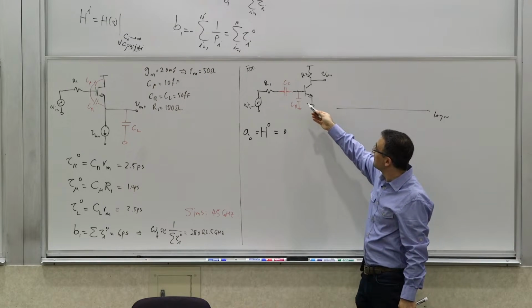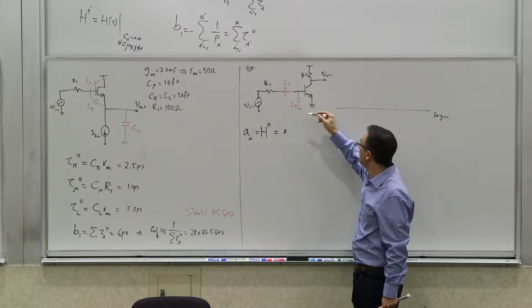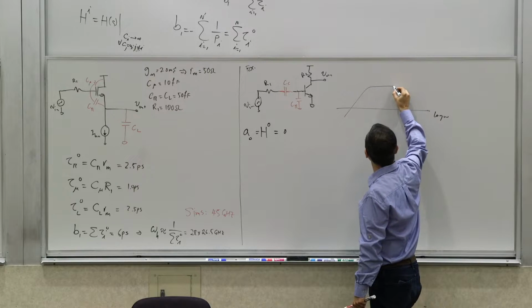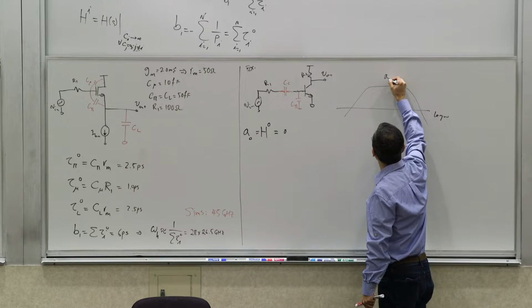But there's some middle, if you pick these values properly, I mean, for any values, but if you pick them properly, what happens is that there's a middle of the range where you have some gain. Right? So it's a band pass response.